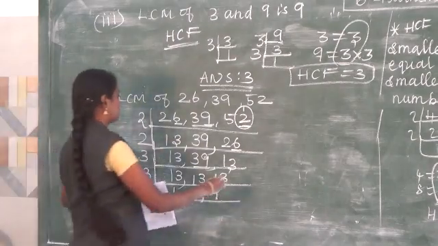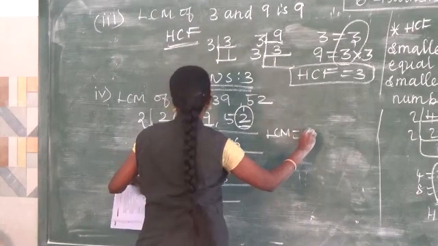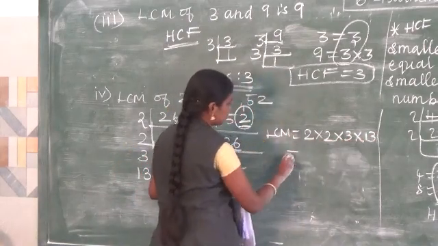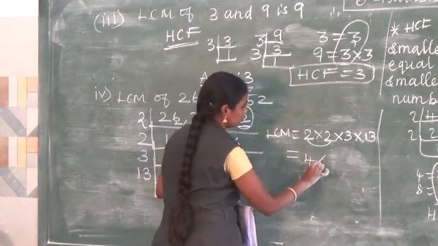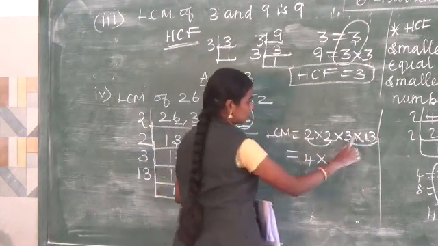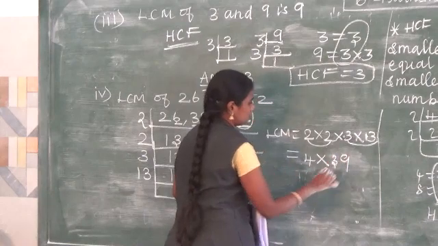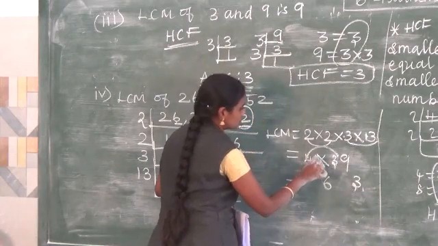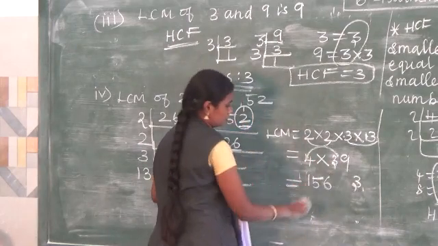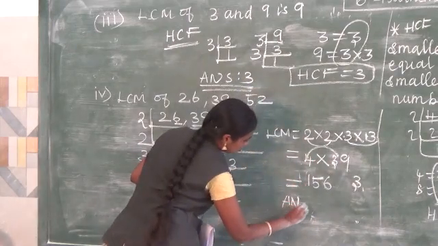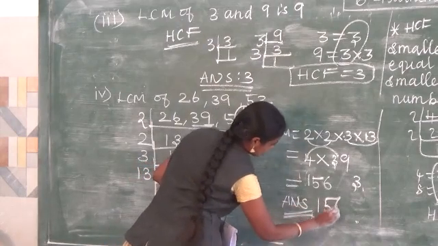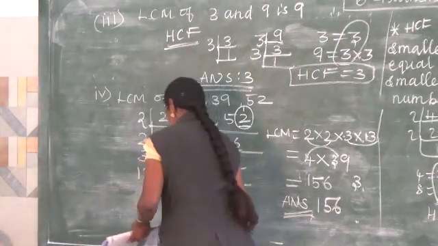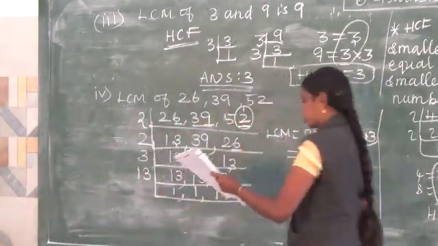So now write the factors of the LCM: 2 into 2 into 3 into 13. Multiply the numbers: 2 twos are 4, then 3 into 13 is 39. 9 fours are 36, 3 fours are 12, 12 plus 3 is 15. So the answer is 156. LCM means together method, HCF means separately. We have one more option, option 5.